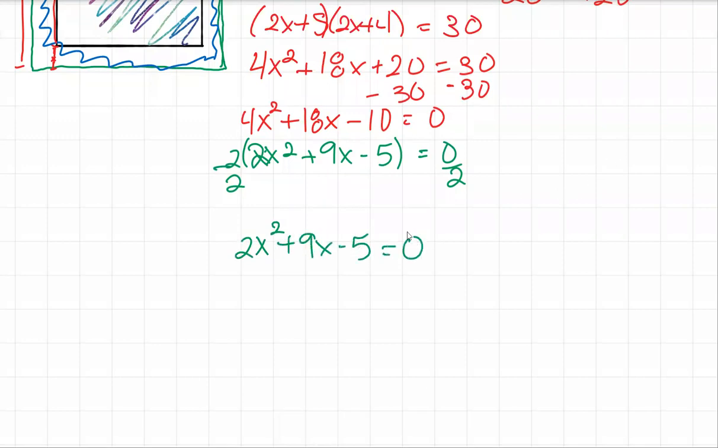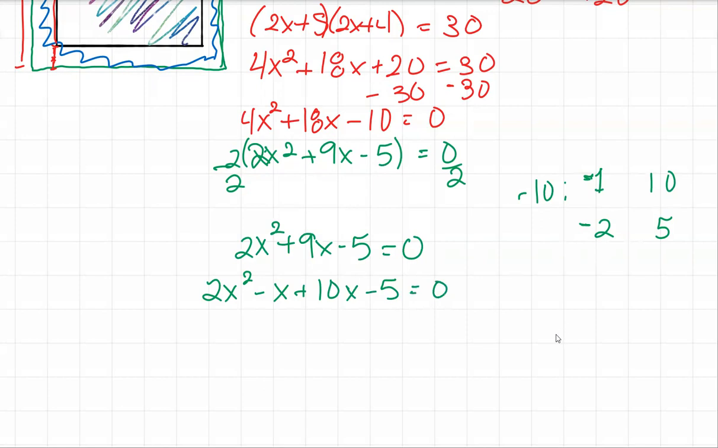Let's factor this. A times c, that's going to be negative 10. I want the factor pairs, so 1 and 10 and 2 and 5. One of them has to be negative. The bigger one is positive. So negative 1 and 10. Negative 1 plus 10, is that our positive 9? Yes. So let's separate that. 2x squared minus x plus 10x minus 5 is equal to 0.